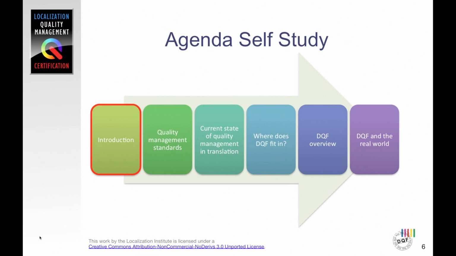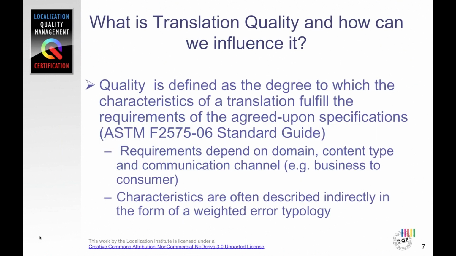Now let's step through the agenda for the self-study, starting out with an introduction, where we really start looking at what is quality in translation. And we have here the definition as it is provided in the ASTM standard guide, which in turn is derived from the ISO 9001-2008 definition of quality. Quality is defined as the degree to which the characteristics of a translation fulfill the requirements of the agreed upon specifications.